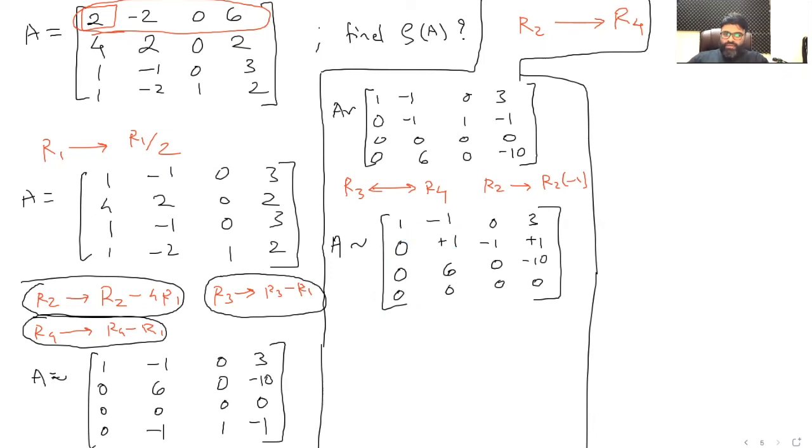And to do that, the operation I will perform is row 3 becomes row 3 minus 6 row 2. Row 3 minus 6 times row 2 will make sure that this becomes 0. Let's do that. I will get A reduced to 1 minus 1 0 3, 0 1 minus 1 1.